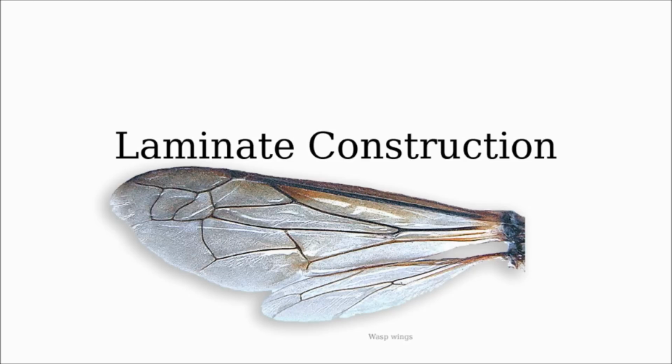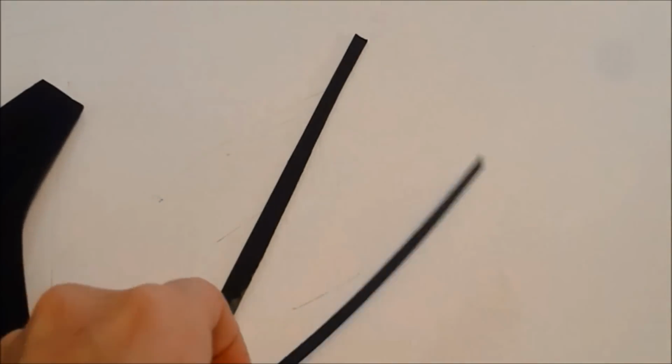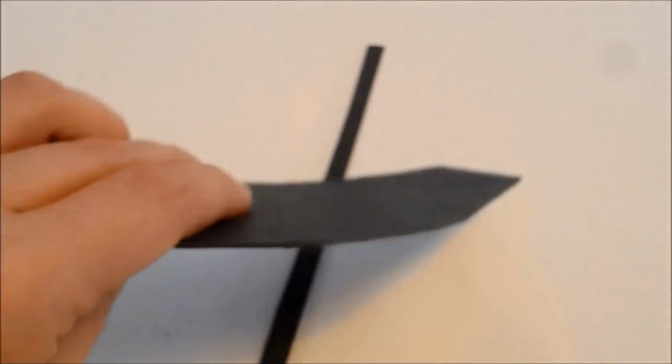Just consider it. So, laminate construction. One piece of poster board is really, really floppy, but several pieces layered together is stiff. Here you can see how even a small piece of laminated poster board is tough like cardboard.